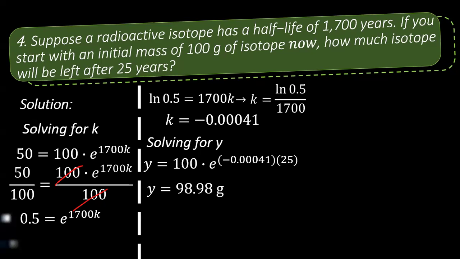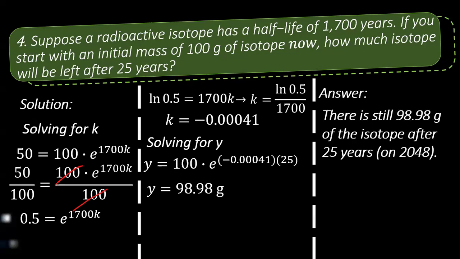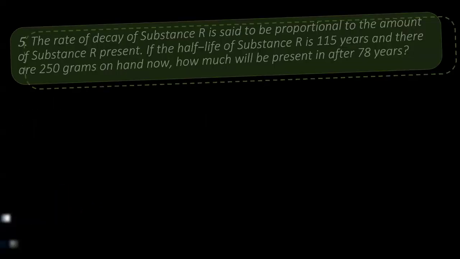So after 25 years, the 100 grams will now reduce by almost 1 gram, which is 98.98 grams. So there is still 98.98 grams of isotope after 25 years. Try to imagine it will just cut to half after 1,700 years. So after 25 years, very minimal decomposition has happened with the given radioactive isotope. Now let's proceed to the next example.